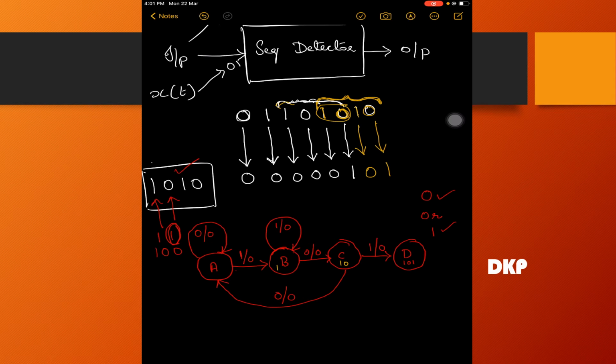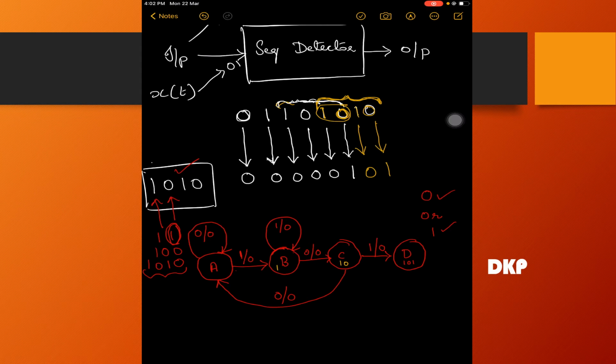Now in state D, the machine may receive a 0 or a 1. If it receives a 0, the last 4 bits become 1010. Because already this 101 has been completed till D state, if it receives one more 0, the whole sequence is completed here. So in this D state, the machine may receive a 0 or a 1. If it receives a 0, the last 4 bits becomes 1010, which is a valid sequence, and the machine outputs a 1.